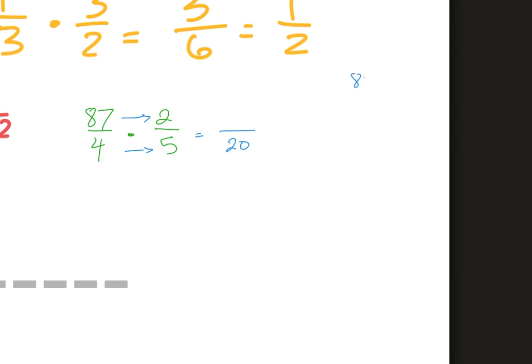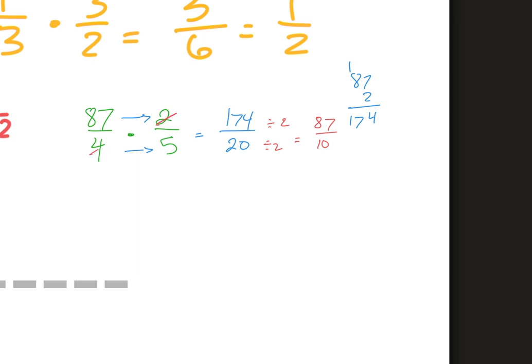Now, it's at this point that I would love it if you could actually cancel diagonally. But if you don't know how to do that, then here's what you're going to have to do. You're going to have to go ahead and get 174/20, okay? And then you're going to have to reduce that by dividing by 2, divided by 2. And here's the funny thing about this. You're going to get 87/10, and that's it.